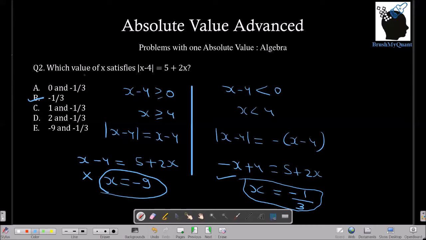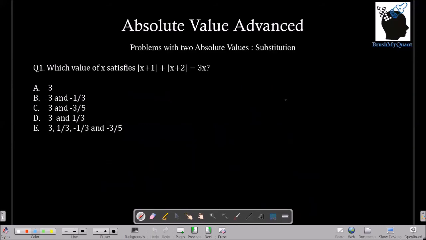Now let's try and solve absolute value questions with two absolute values. We are going to use substitution in the first two problems, and the same problems we are going to solve using algebra later on. You can pause the video and give it a shot.